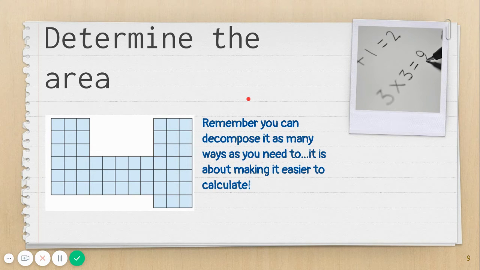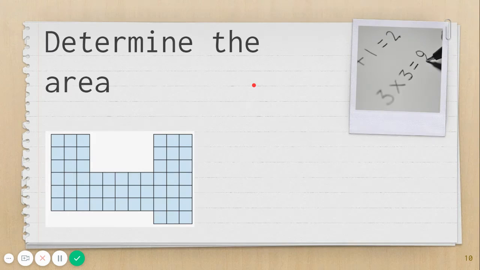Remember, you can decompose it as many ways as you need to. It's about making it easier to calculate. There's not a right or wrong way to decompose. You can decompose it as many times as you need to, so different ways and however many different pieces you need. It's not about how many ways, or which way you decompose it. It's just about making it easier to solve.